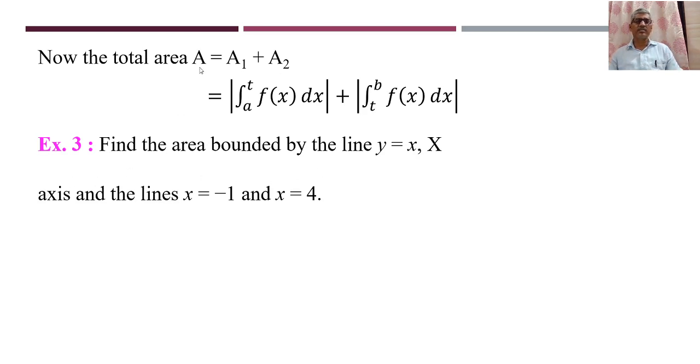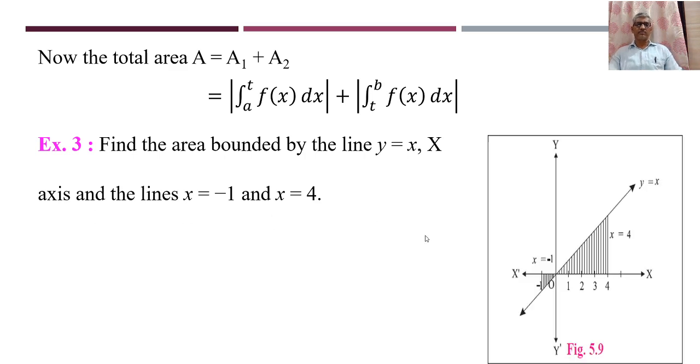Next, now this area where f of x is greater than or equal to 0 and f of x is less than or equal to 0. Then how can we find it? Here is the example: find the area bounded by the line y equal to x, the x-axis, and the lines x equal to -1 and x equal to 4.